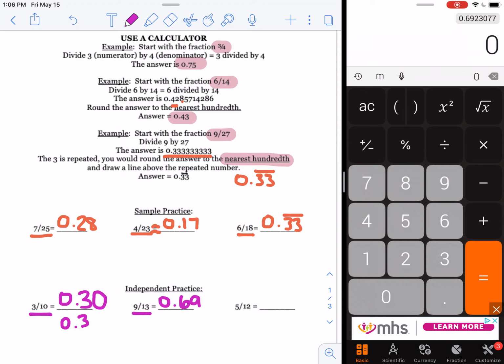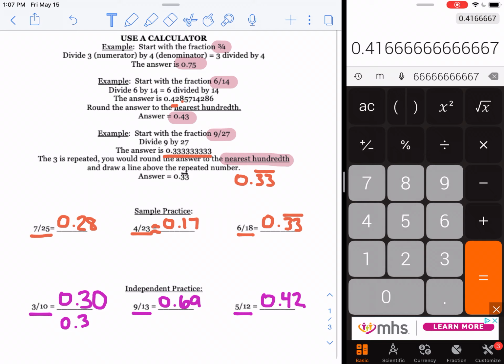And then our last independent practice problem is 5/12. Again, top number 5 divided by bottom number 12. In this case, we see 0.416, and then we see that it constantly repeats. So again, we want to go to just the second number after the decimal. So I have 0.41. The third number is a 6. Since the 6 is greater than 5, it does impact the number 1. So we're going to round it up to 0.42.